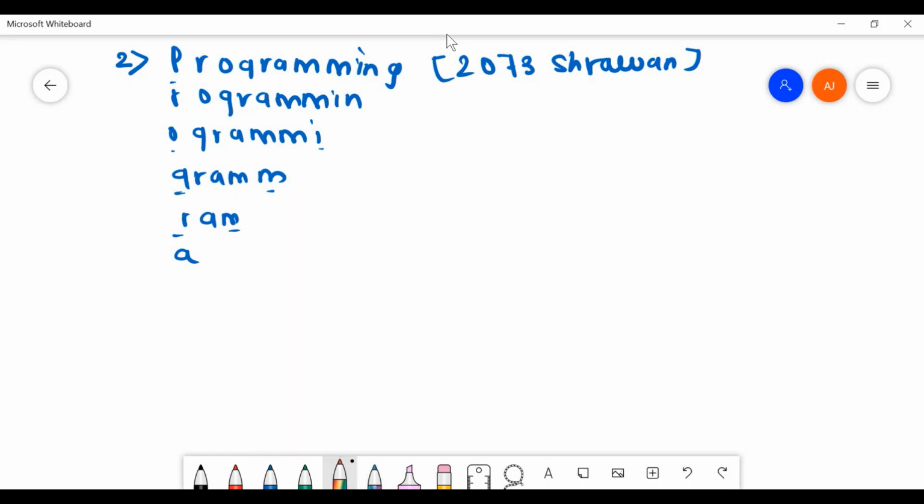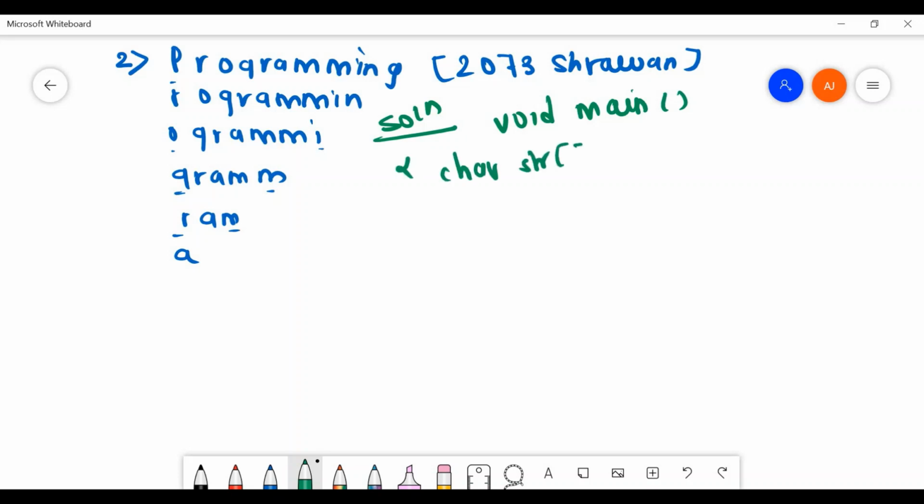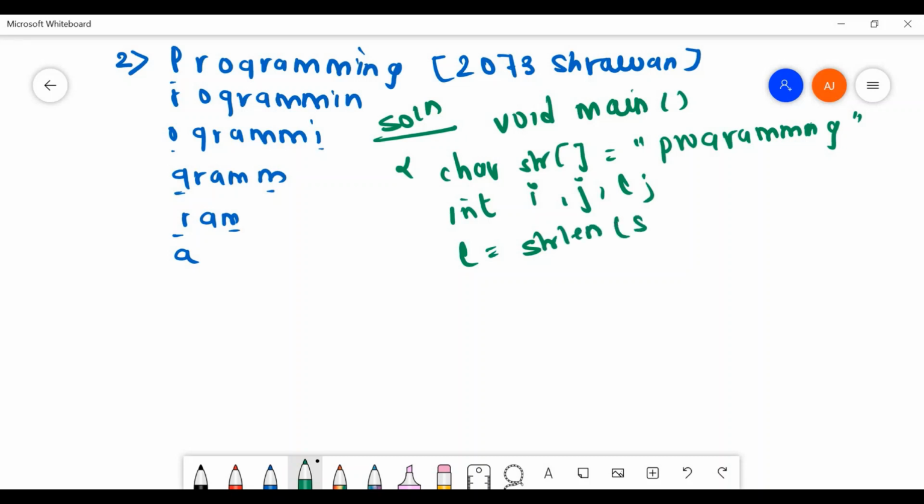So I'll start the program now. Let me start the program for this solution part. We'll start from void main or int main, anything you can write. I'll declare a string, char str, and I'll write programming here. Next I'll declare int i, j and length. Length equals strlen(str). So I'm finding the length of this word programming. For the str function we'll include string.h. That is a known thing.